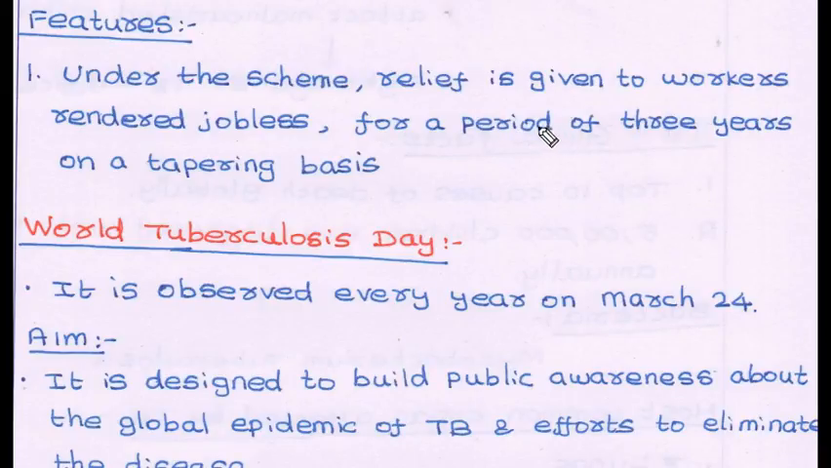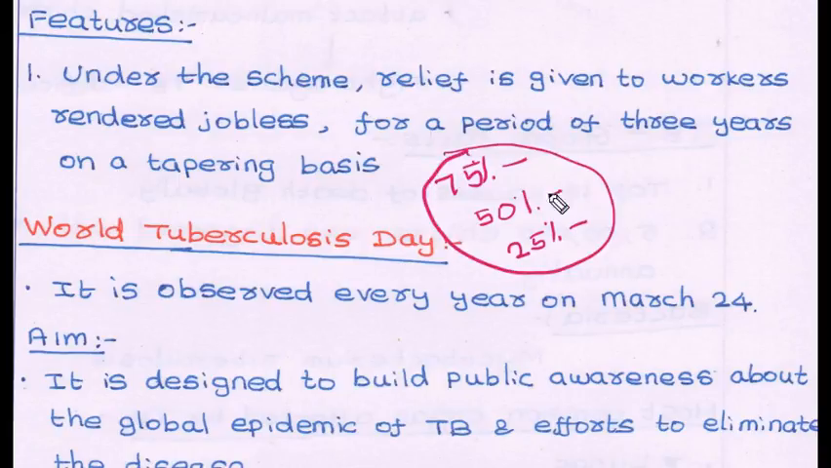Under this scheme, the workers who become jobless will be provided financial assistance for a period of 3 years on a tapering basis. Tapering basis means in the first year 75% of the salary will be provided, in the second year 50% of the salary, and in the third year 25% of the salary. So 3 years time is given for the jobless worker to seek another job.